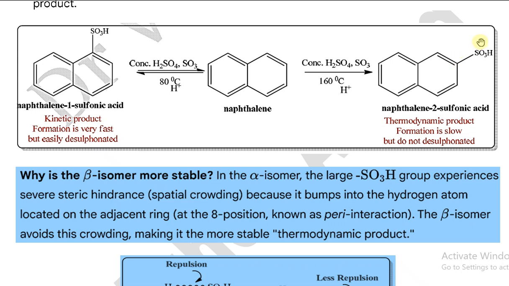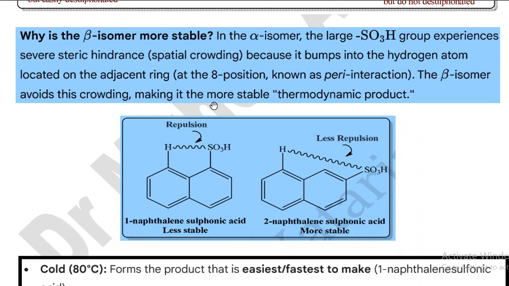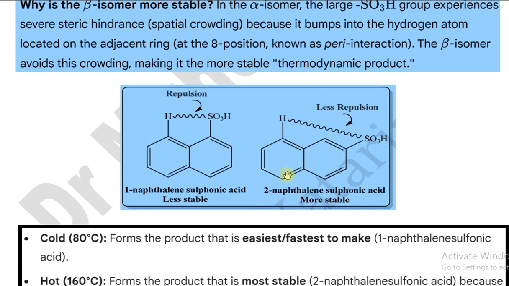But when the SO3H is at the beta position, it is far from that hydrogen. For this reason, it is the more stable product. This is more stable than this. Here it is very clear for you: here we have repulsion, steric hindrance, and here we don't have repulsion, or the repulsion is very little. So at high temperature, the more stable product will be formed.